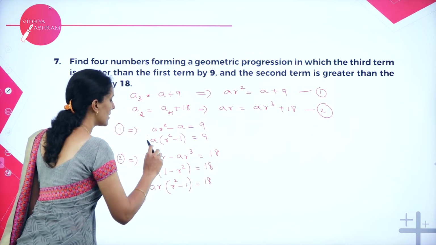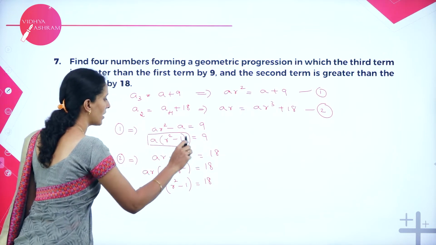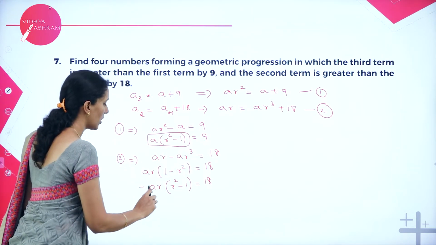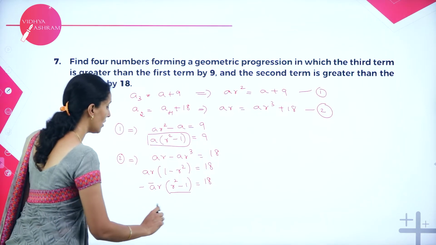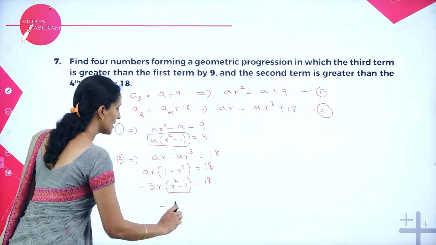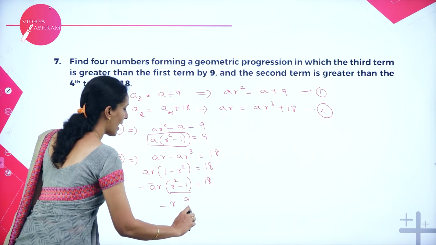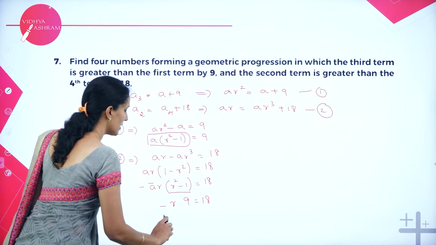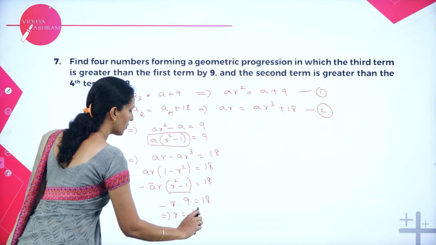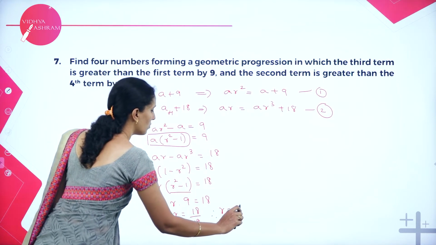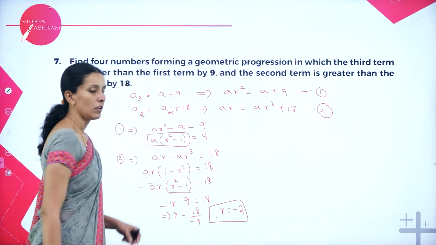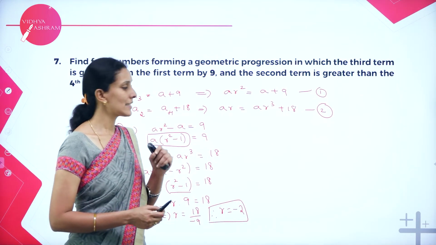So from this, A into R square minus 1 can be replaced with 9. So here it is minus R into 9 is equal to 18. This implies R is equal to 18 by minus 9. Therefore, R is equal to minus 2. So this is what I'll get, that is R.